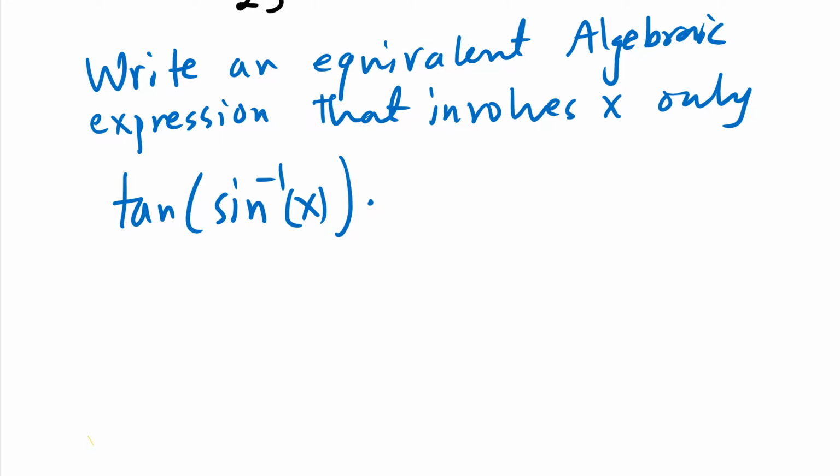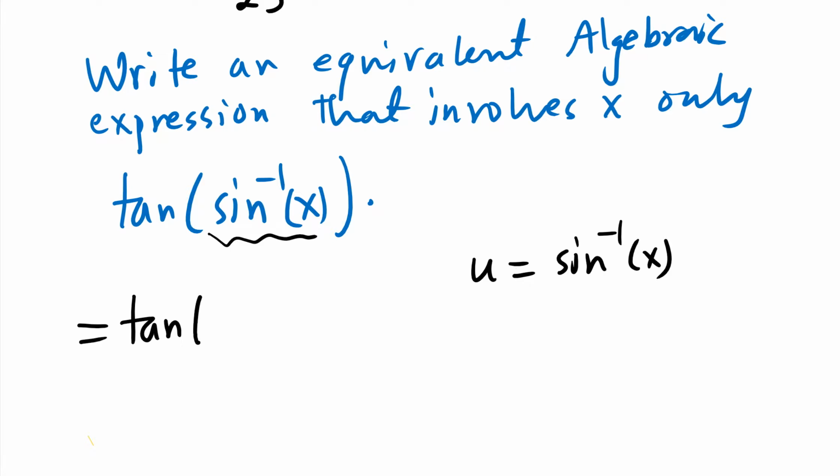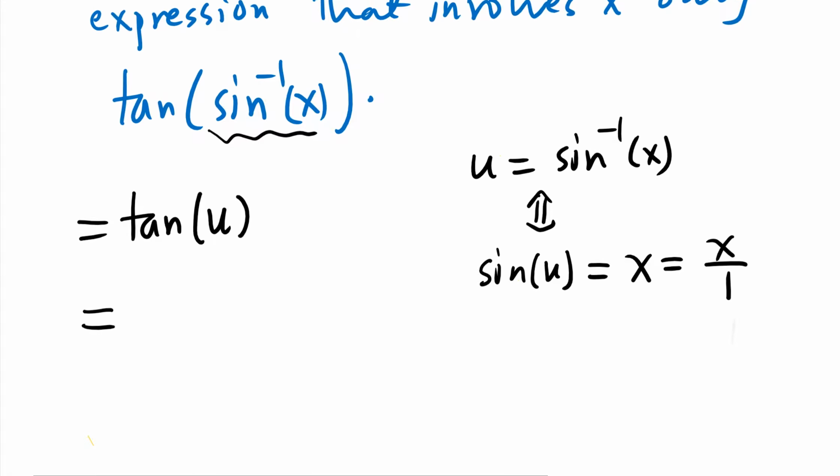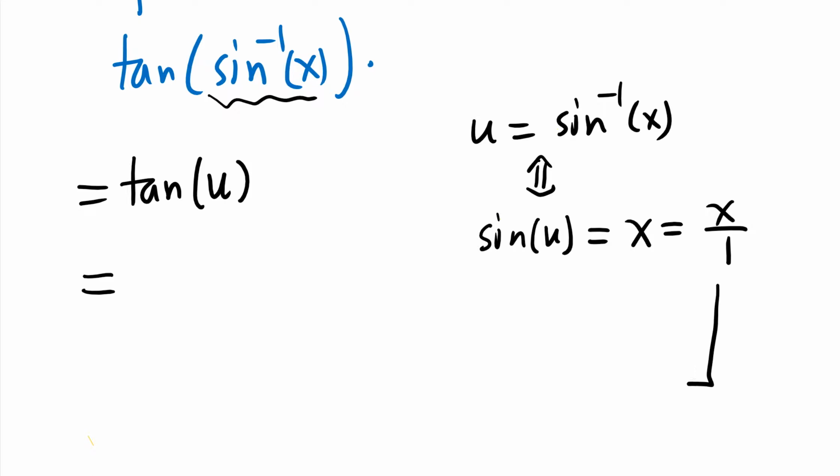So the procedure to solve questions like this, you can always let the stuff inside the parentheses be any letter you like. Say U. So now all I have to do to finish this is find tan of U. What is tangent U? Well, from here, this is equivalent to saying sine of U is x. X means x over 1. And why did I write it like this? Because I want to draw a right triangle.